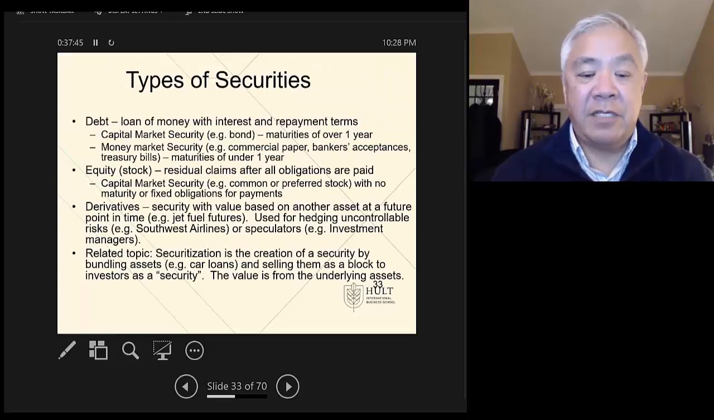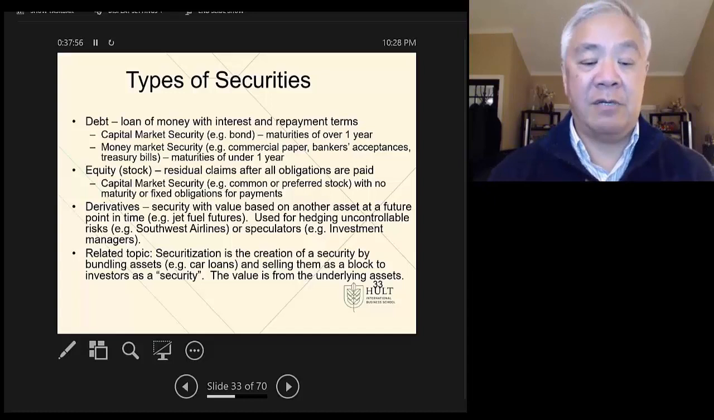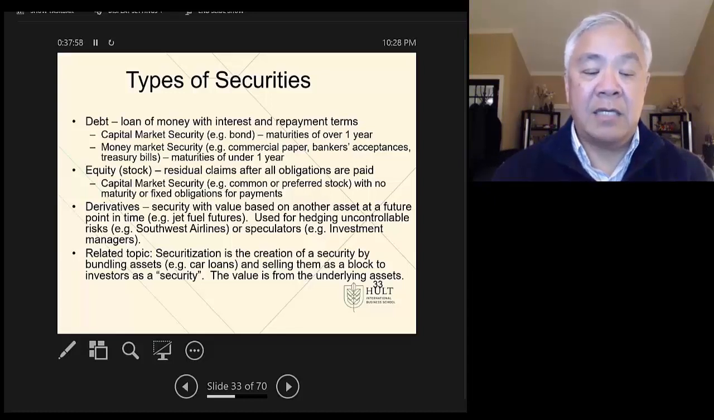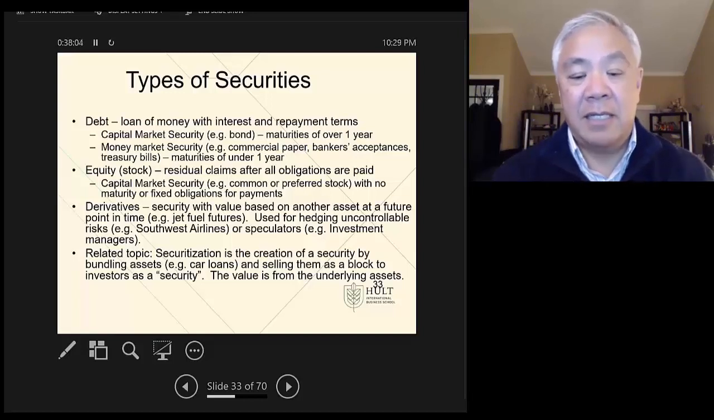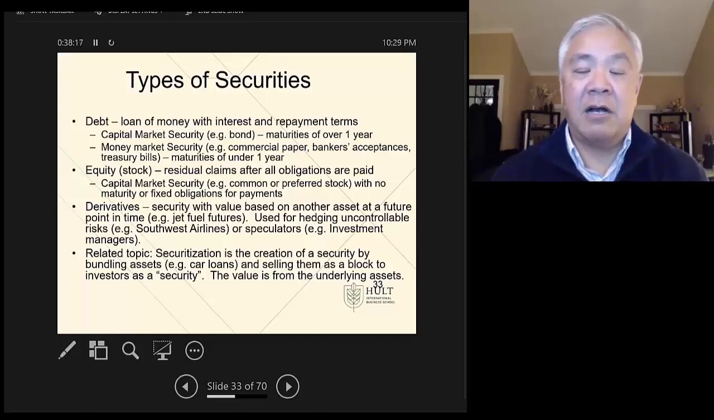The types of securities, we've already talked about these. Debt is loans. When we say debt, we normally mean debt from a bank or a financial intermediary. But debt can also be a bond. So if it's a capital market security, a bond, then it is again a loan with a certain regulatory process and terms. And then there's a money market security. These are shorter term instruments. We talked about one earlier with the GE example with commercial paper.